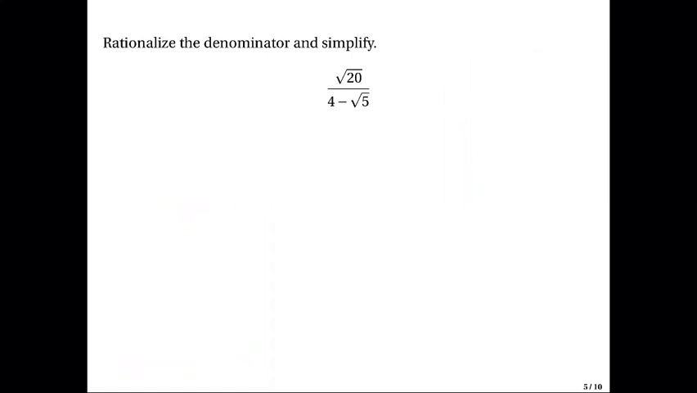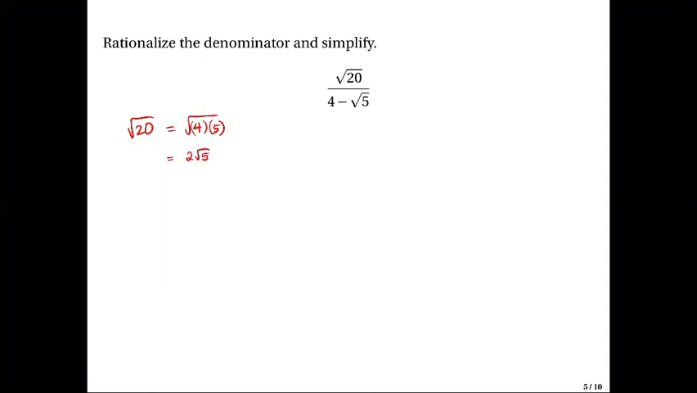Next problem here. Rationalize the denominator and simplify. So first, let us start with square root of 20 in the numerator. Okay. So 20, it's 4 times 5. So square root of 20, this is just square root of 4 times 5. And square root of 4, it's just 2. So you can simplify this as 2 square root of 5.